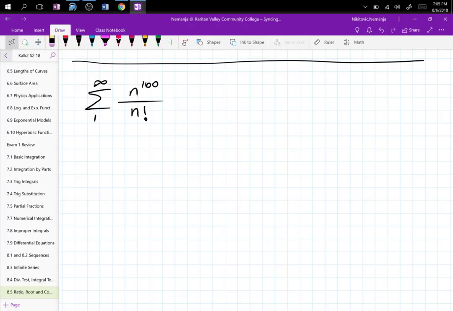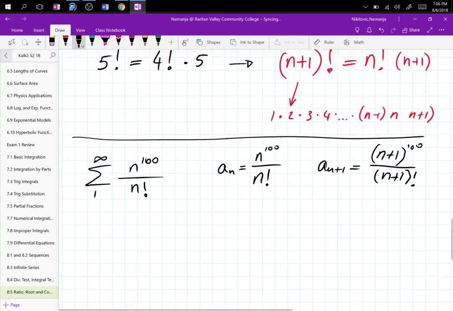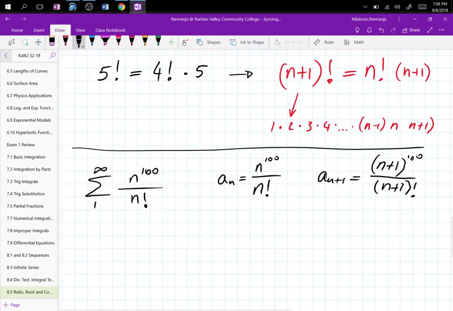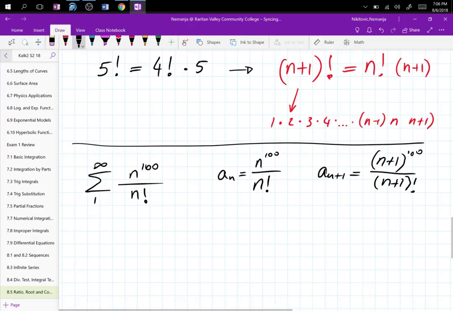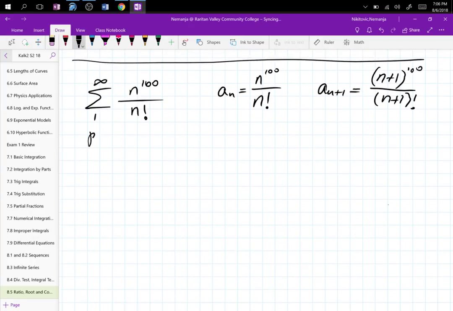So now you have this situation where you have your a_n to be n to 100 over n factorial, and a_(n+1) is n plus 1 to 100 divided by n plus 1 factorial. And this is where your formula n plus 1 kicks in, right? Because you will have to peel off that n plus 1 term, and then the n factorial will cancel with the other n factorial. All right, ratio.